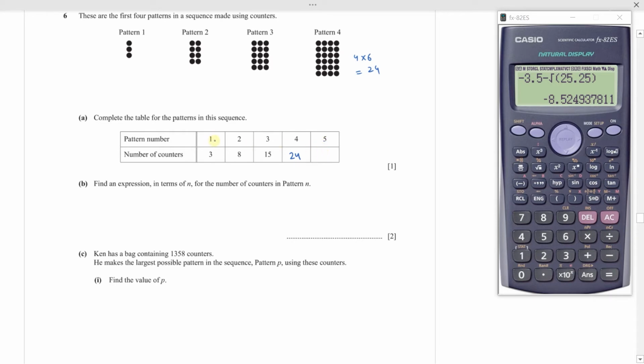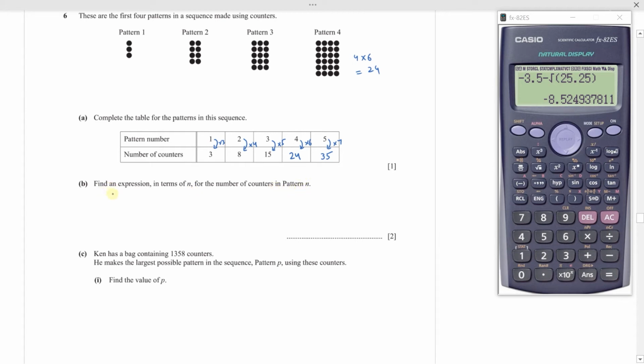So if you look at this sequence here, you multiplied your pattern number by 3 to get 3. Here you multiply it by 4 to get 8. Here you multiply it by 5. 5 threes are 15. Here you multiply it by 6. 6 times 4 is 24. So here you will multiply it by 7. 7 times 5 is 35. So the number of counters in pattern 5 will be 35. The next part is find an expression in terms of n for the number of counters in pattern n.